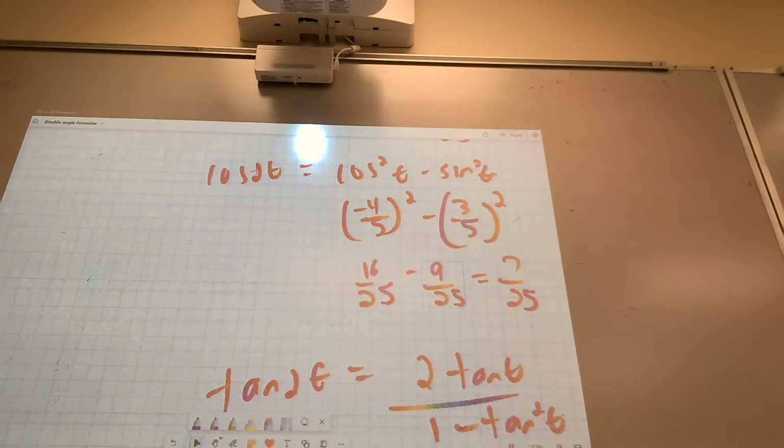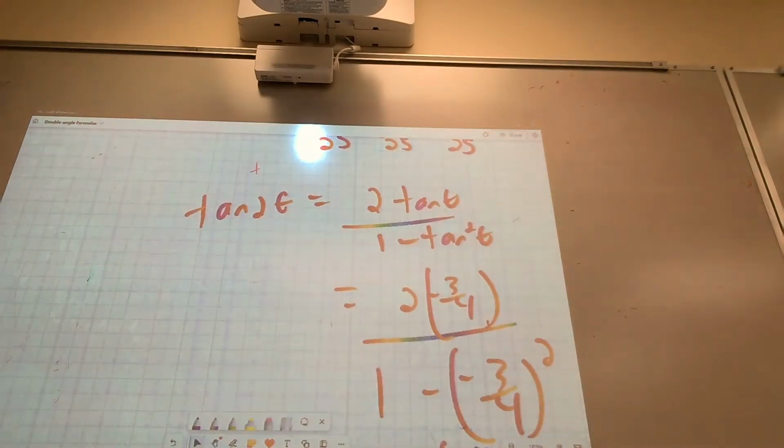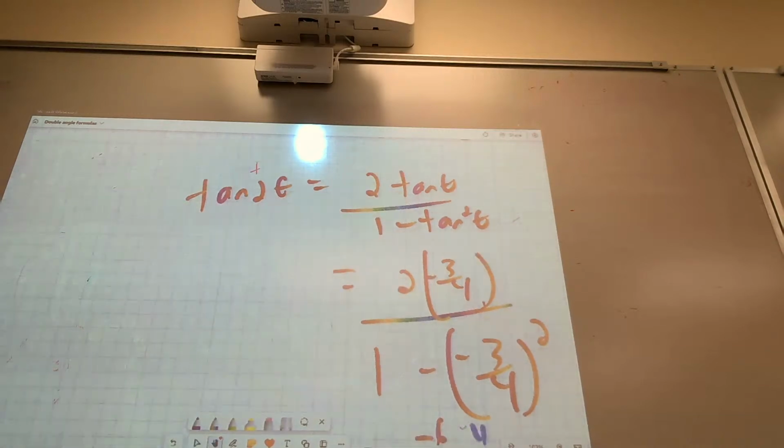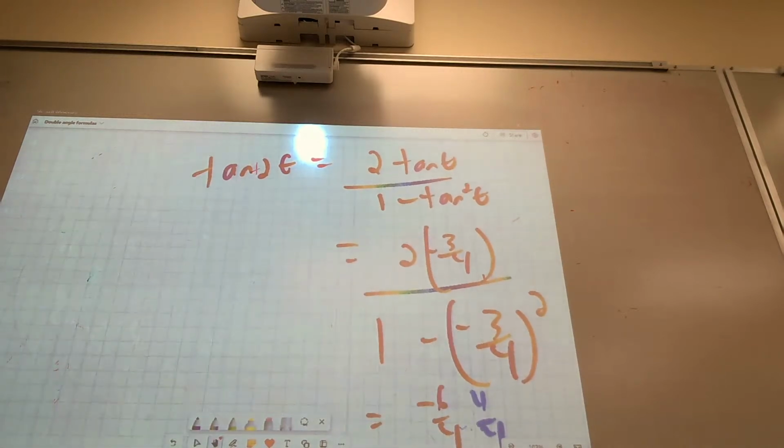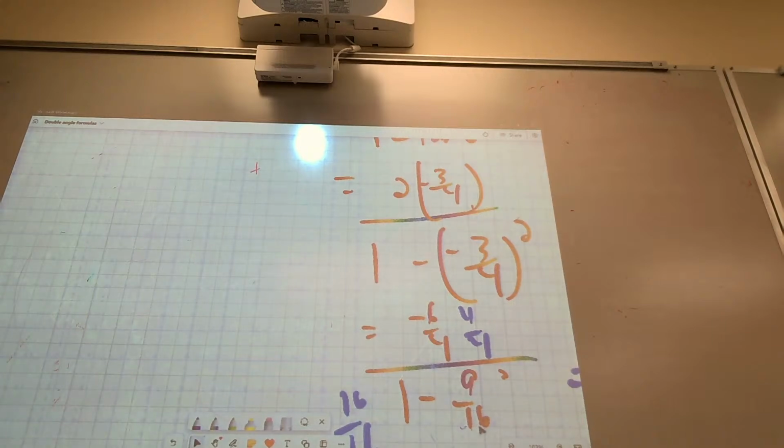So you should see that your common denominator is going to be 16. So you have to get that on all three terms, your numerator and your denominator. You start out with 2 times minus 3/4 over 1 minus the negative of 3/4 quantity squared. So you're going to have a 16 there in that bottom. You have to have all three then have 16. So I have minus 6/4 over 1 minus 9 over 16. So I then multiply this by 16 over 16 and that by 4 over 4.